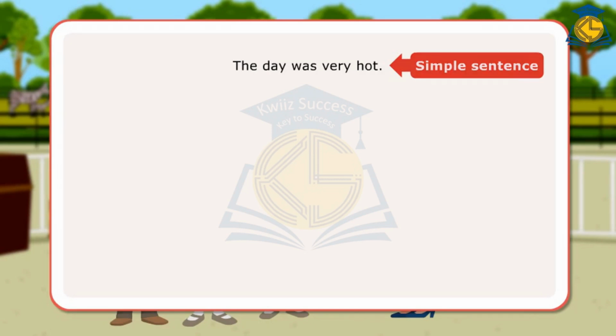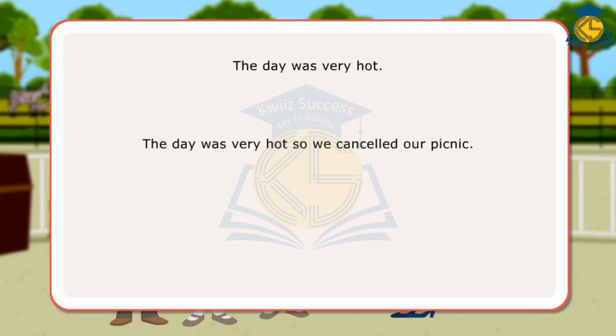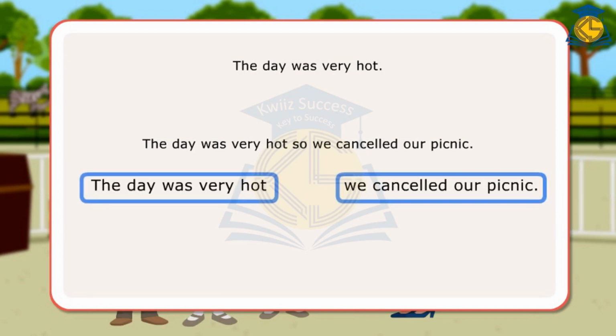If a sentence has more than one statement presenting more than one thought, and both the statements can stand alone as separate sentences, then the sentence is a compound sentence. The day was very hot, so we cancelled our picnic. Here, "the day was very hot" and "we cancelled our picnic" can both stand alone, separately, as independent sentences, each one expressing a complete thought, joined together by the conjunction "so."